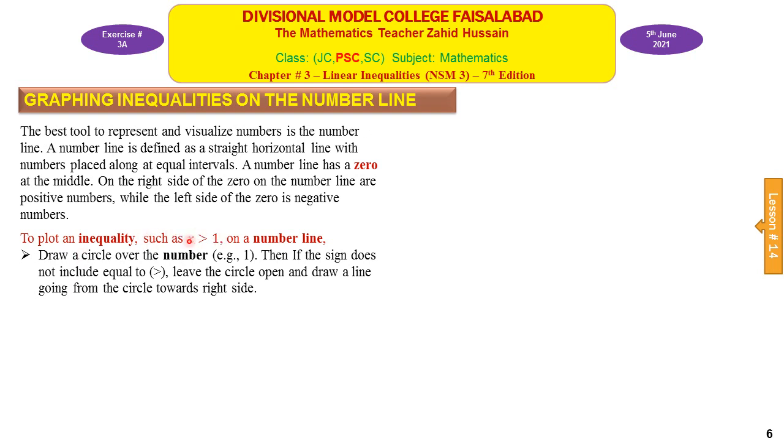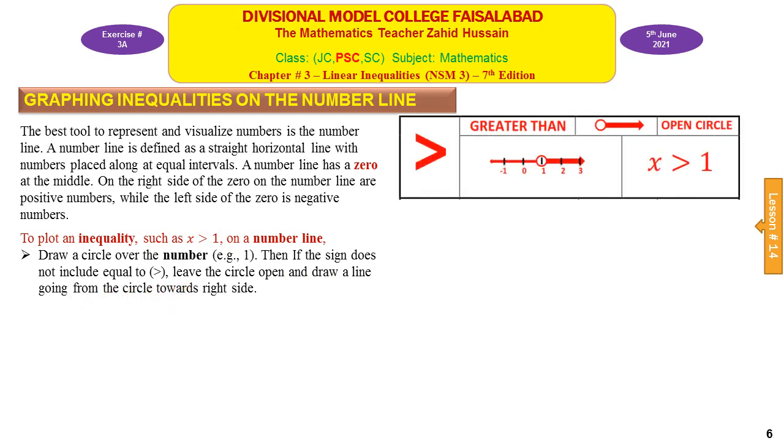To draw this inequality on the number line, you will draw a circle over the number. In this case, this number is 1. Then if the sign does not include equal to, this is greater than but it does not include equal to, leave the circle open and draw a line going from the circle towards the right side. This is the case: the greater than sign does not include equal to.